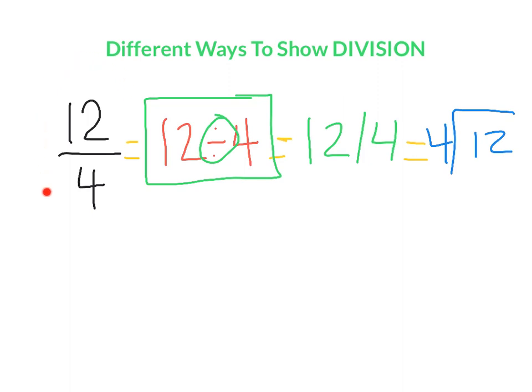You might see it as a fraction, 12 over 4, which really just means 12 divided by 4. You may see it with a slash, which is the same thing as 12 divided by 4. And you may also see it with the house, which is also the same thing as 12 divided by 4. So regardless of how you see it, remember these all mean the same thing, and that's to divide.